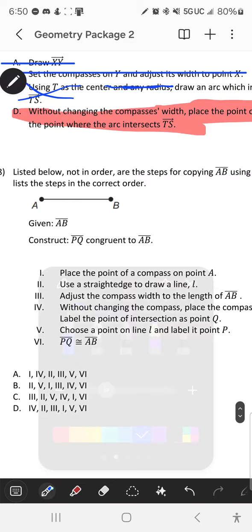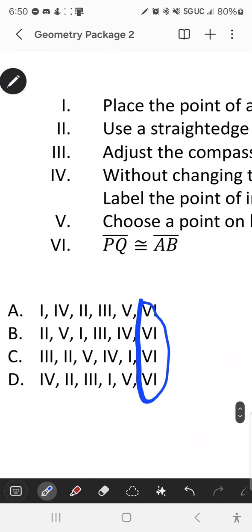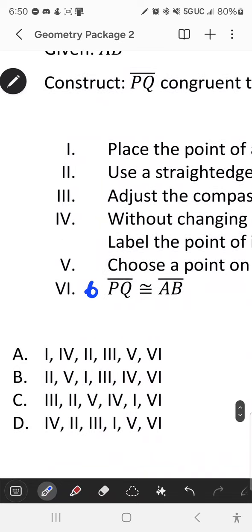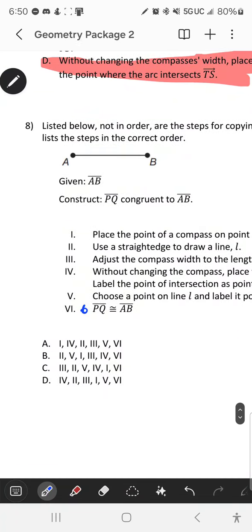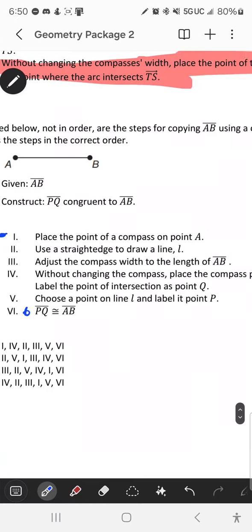So let's see here. I see the options and I see that 6 is going to be my last one, which is kind of obvious, so I'm just going to place number 6 here. Now let's see, we don't have the same here, we cannot see anything else. So let's see it first. Place the point of the compass on point A. Yeah, I like this. This is the first step I could choose, perfect.